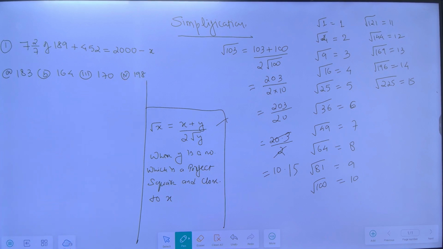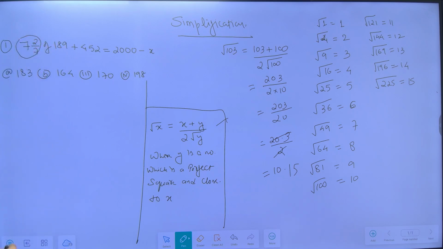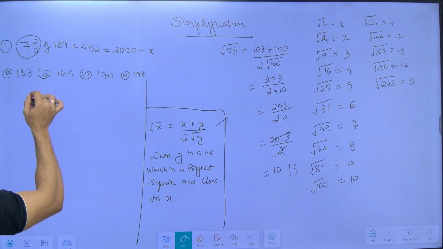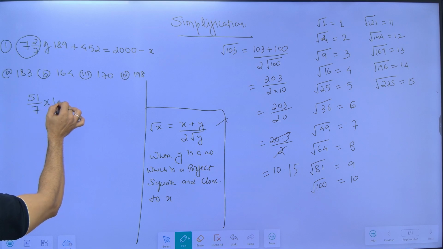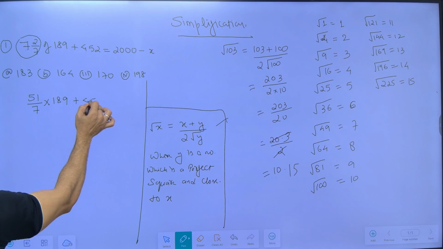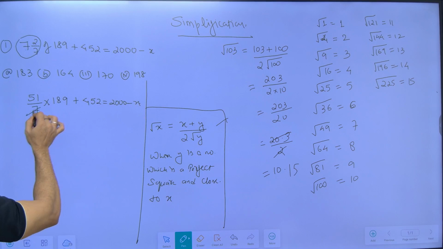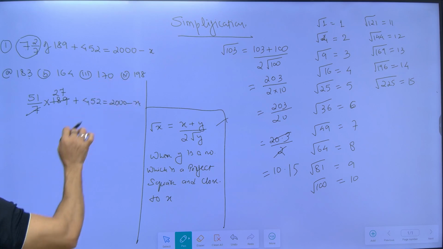Let's solve this. First of all, do you know how to convert from mixed fraction to proper fraction? You do this into this plus this, right? 7 sevens are 49 plus 1, 51 by 7 of 189 plus 452 is equal to 2000 minus x, right? 7 twos are 14, 7 sevens are 49. Now we'll see the last digit of all the numbers are different, right?